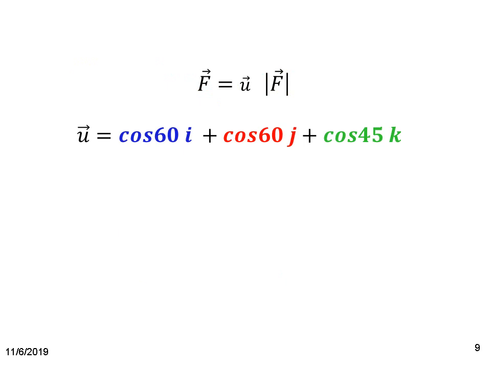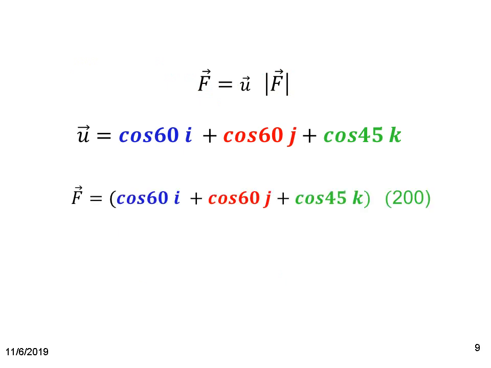Multiplying the unit vector with the magnitude of force, which is 200, we get the force vector in i, j, and k directions as 110 i, 100 j, and 141.4 k Newton.